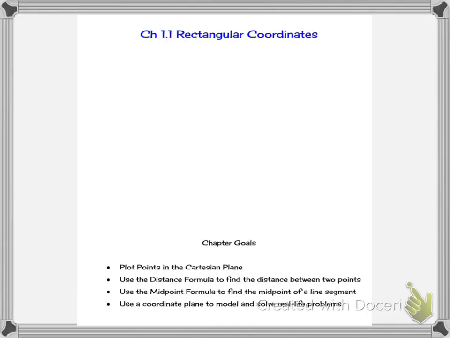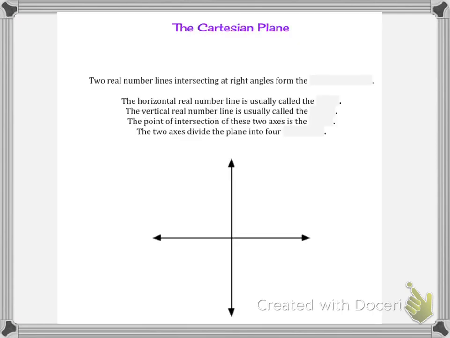Chapter 1.1, we're taking a look at rectangular coordinates. Our goals are to plot points in the Cartesian plane, use a distance formula to find the distance between 2 points, use a midpoint formula to find the midpoint of a line segment, and use a coordinate plane to model and solve real-life problems. So hopefully this is mostly review for you.